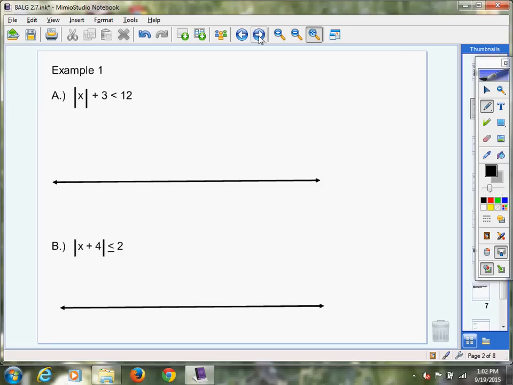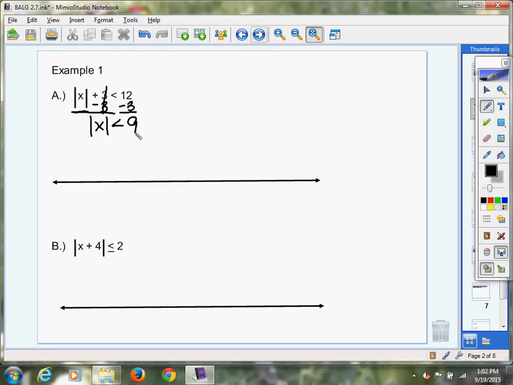Okay, so letter A, let's take a look. We're going to take the absolute value of x plus 3, and that's less than 12. The first thing I need to do is look and see: is the absolute value of x all by itself? The answer is no, it's not. We have a plus 3 attached to it, so we must move the 3 over. We're going to take away 3 from each side. And now we have the absolute value of x is less than 9. Great job. We have to get the absolute value alone.